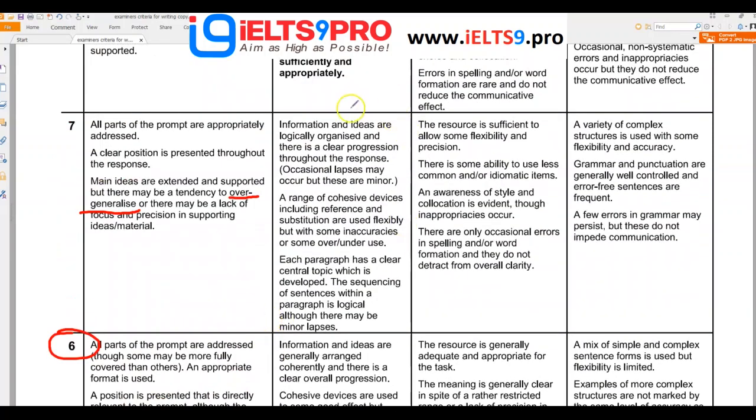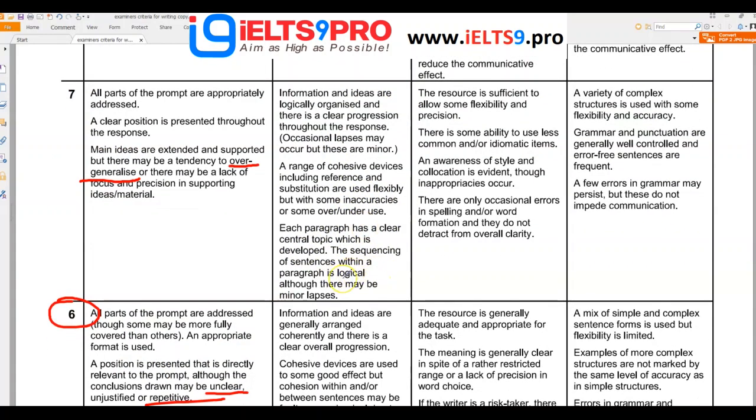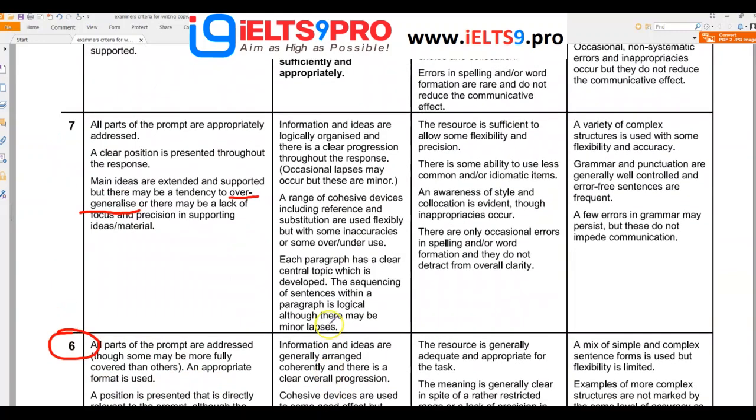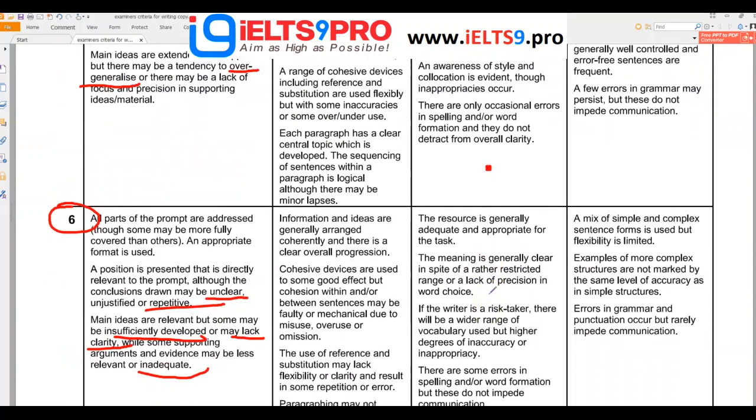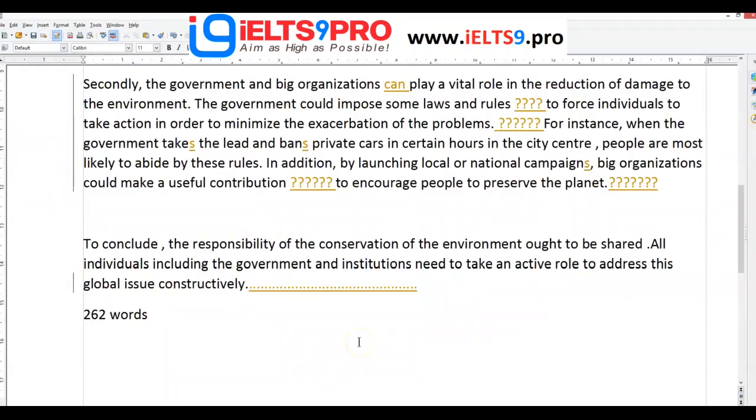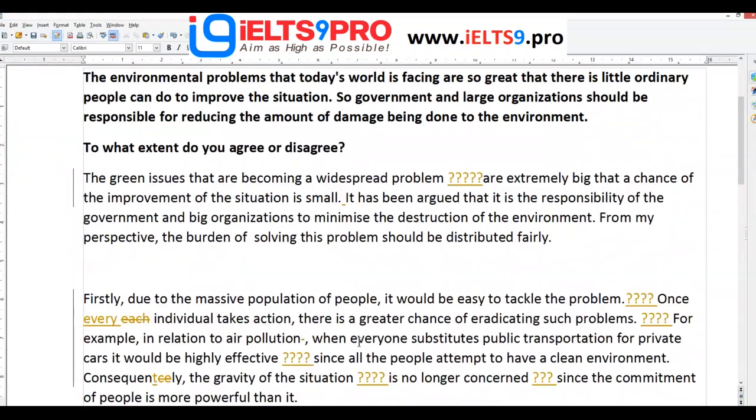Cohesion, coherence, not too bad. Yeah, clear central topic. Logical, clear progression. That's not something that's always clear. No, I think cohesion, coherence, as far as it goes, is good. In terms of vocabulary. Restricted range. No, there's not much inaccuracy, not much inappropriacy. Let's have a look at the vocab.